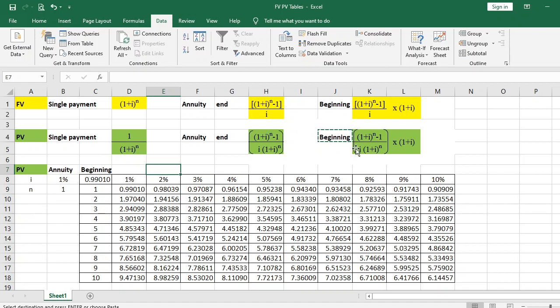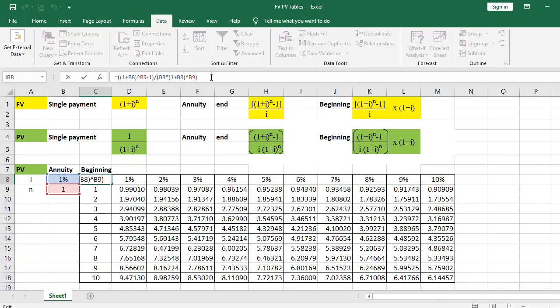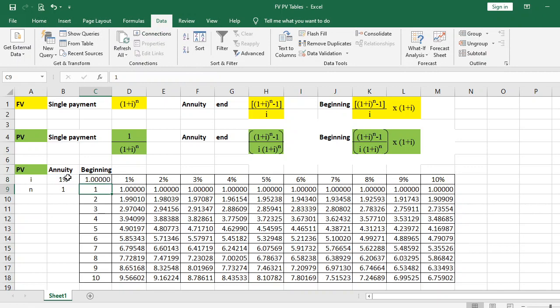Now, what is the difference in this? When you compare these two, what is the difference? Only this part multiplied by 1 plus I. So what I do, I keep this formula and I am going to multiply by 1 plus I. 1 plus I is this. Close parenthesis, enter. Now we have created another table, present value annuity table, where the annuity is made at the beginning of the year.